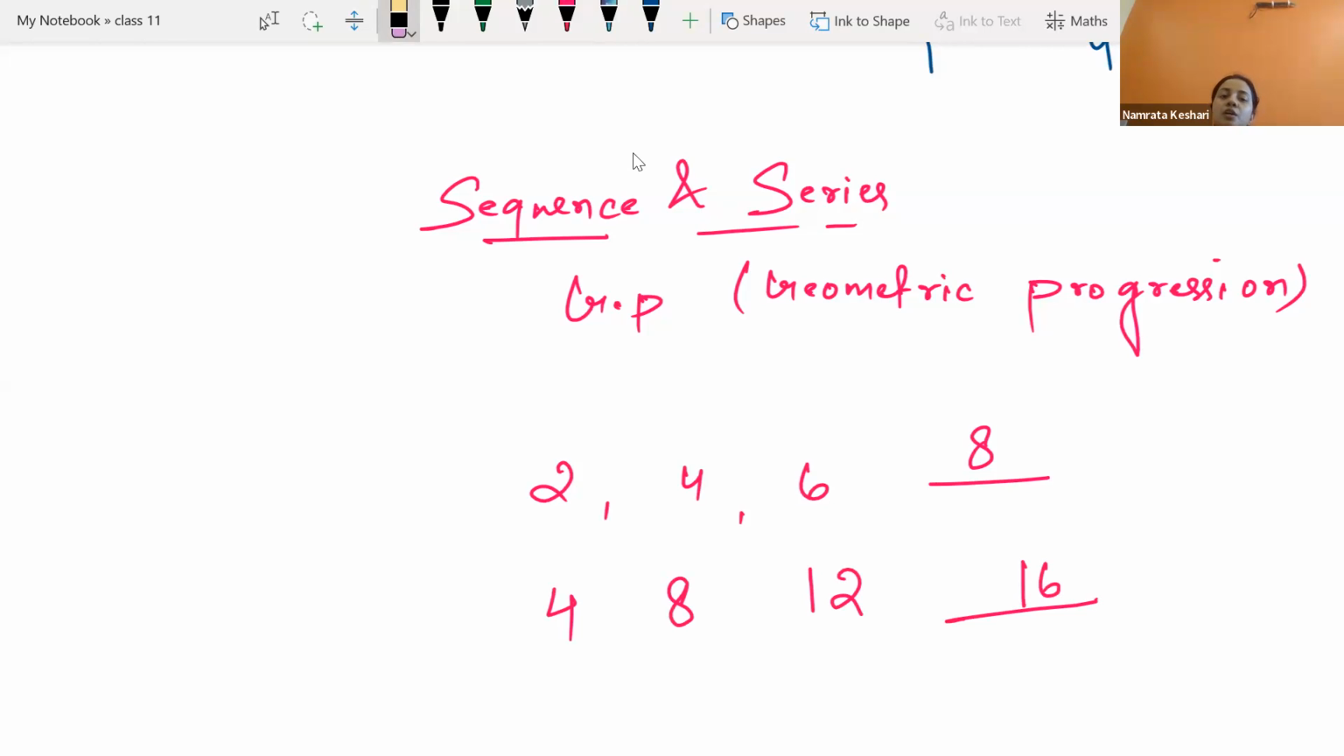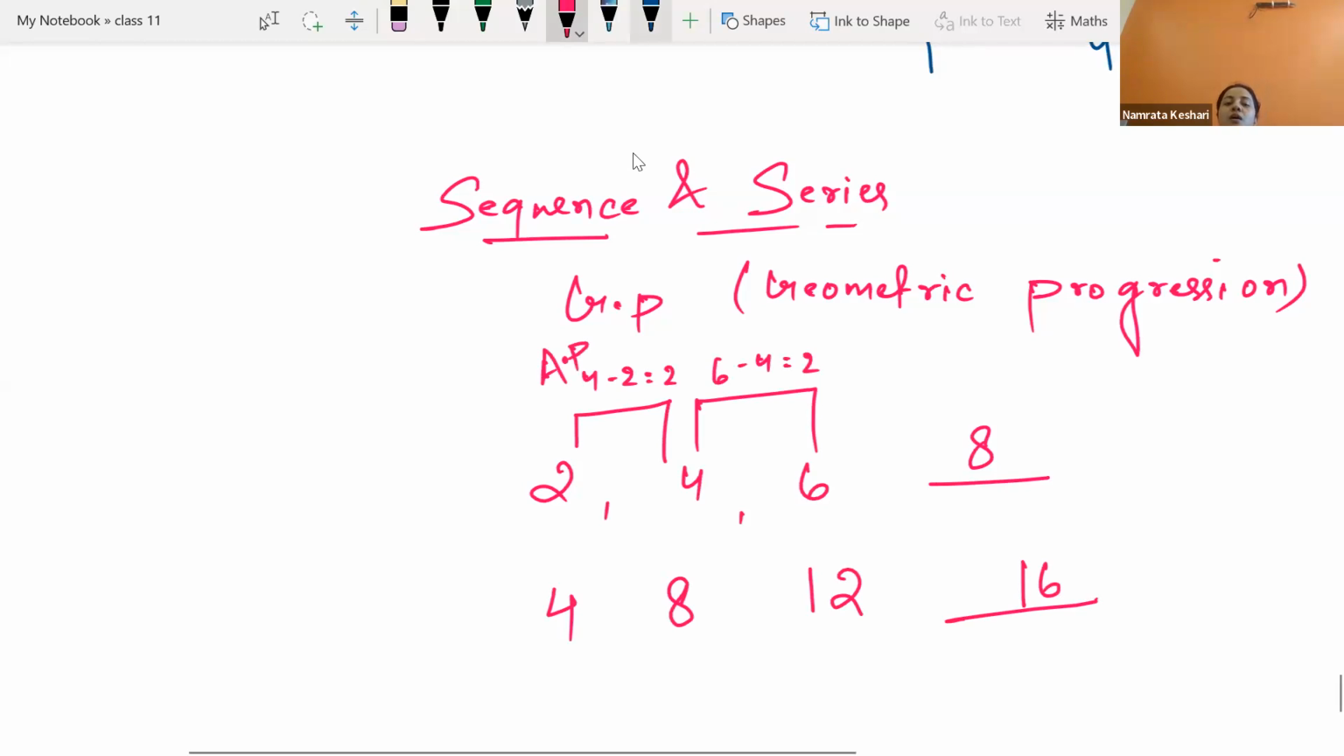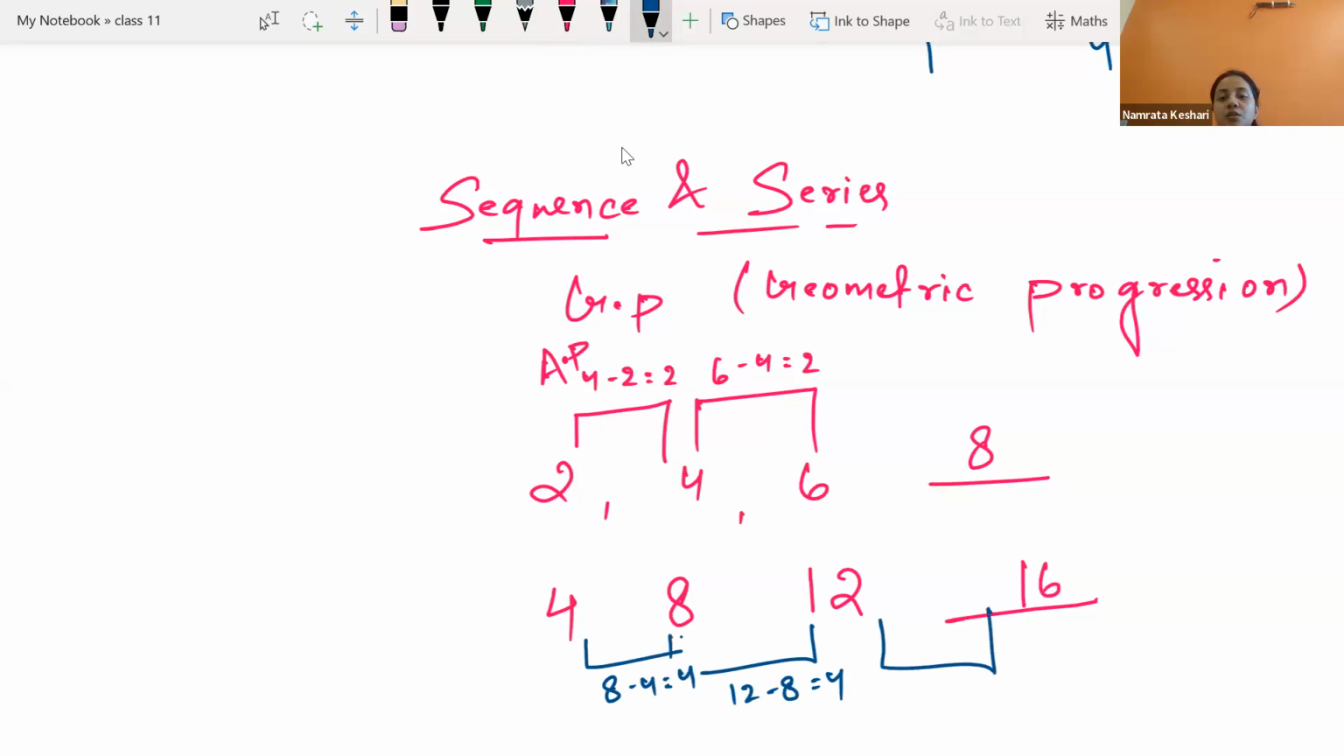In the first one, you can see we have the same difference: 4 minus 2 is 2. Similarly, 6 minus 4 is 2. So this is AP, which you have learned in the previous class, and the continuation is here. Next one, you have 4, then 8. Here you check the difference. 8 minus 4 is 4, and 12 minus 8 is also 4. So this is also in AP. Let me give you another example.